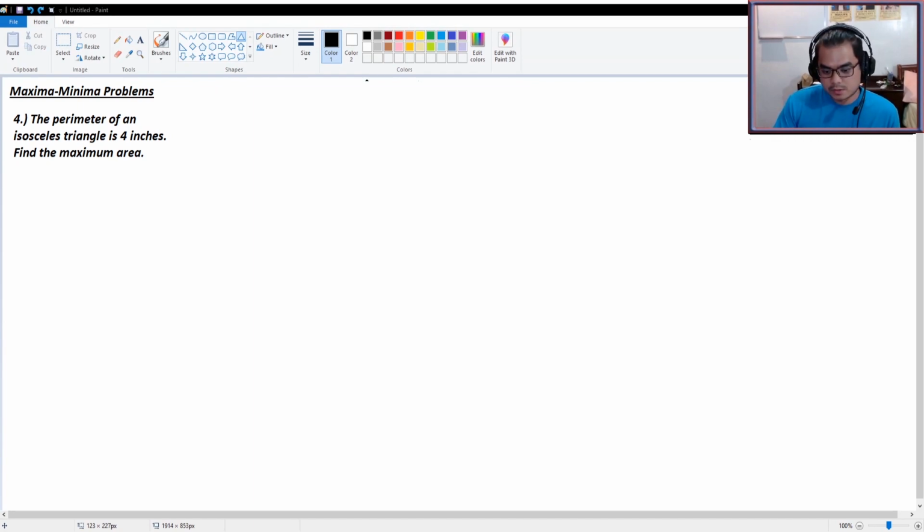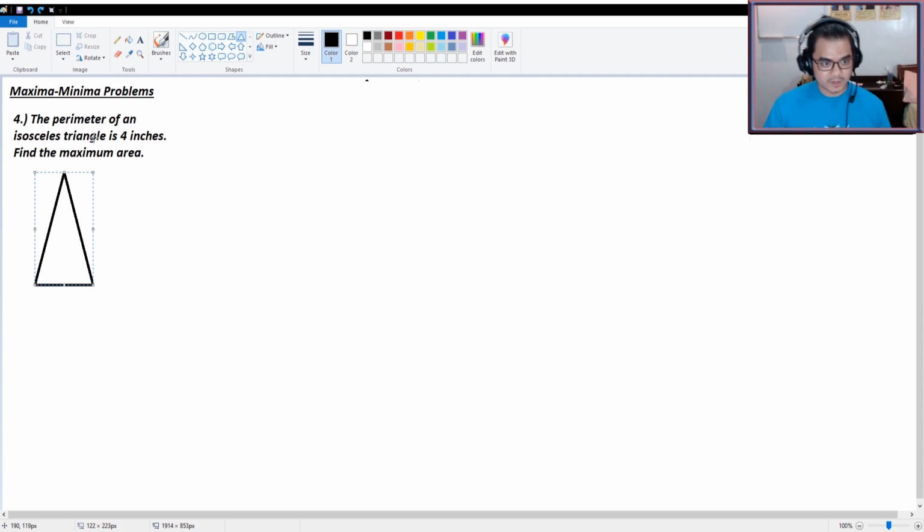Okay, so for our next problem, we have the fourth problem, and I think this will be the last problem for maxima-minima sample problems. The perimeter of an isosceles triangle is 4 inches. Find the maximum area. So the area must be maximized. So the figure will look something like this. Of course, since that is an isosceles triangle, remember that for an isosceles triangle, two sides are equal. So this side and this side are equal, and this will be a different length.